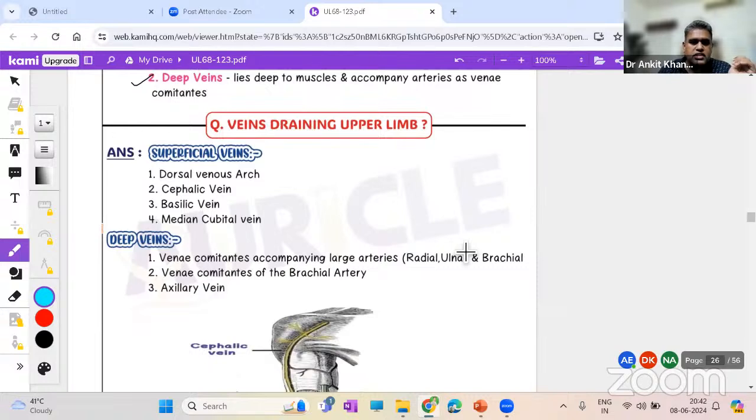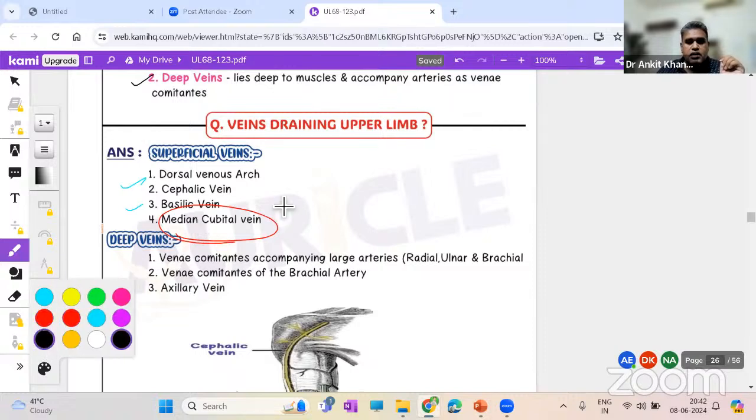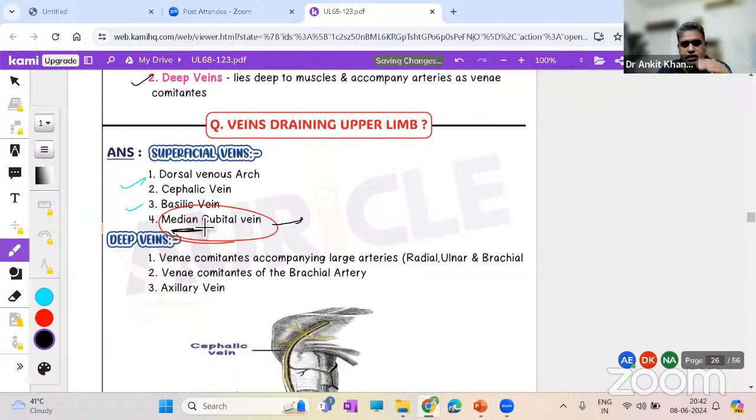We come over here, superficial veins. We've seen cephalic, basilic, and there's a new term over here, the median cubital vein. But I'm sure you are well aware of it. Median means somewhere in the middle axis in the cubital fossa, and this is the main vein which doctors, nurses and hospital staff use for venous blood sampling.